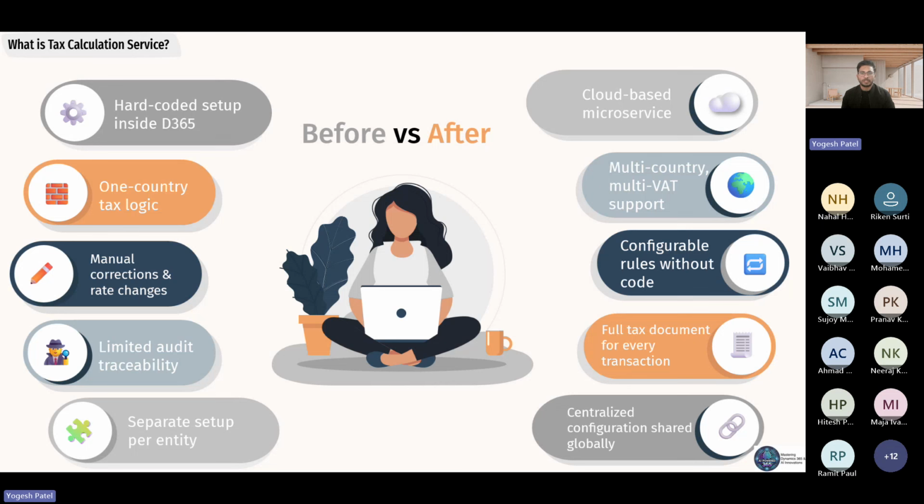Here is a quick look at before and after TCS. Before, tax logic was hard-coded inside Dynamics. Each country had its own setup, with no global view. The finance team made manual corrections and rewrote updates. Audit visibility was limited, and every legal entity had to maintain its own configurations. But now, after TCS, it's a cloud-based microservice that supports multi-country, multi-VAT logic. Rules are configurable, so it's a no-code approach from Microsoft. Every transaction has a complete traceable tax document, and setup is centralized and shared globally.